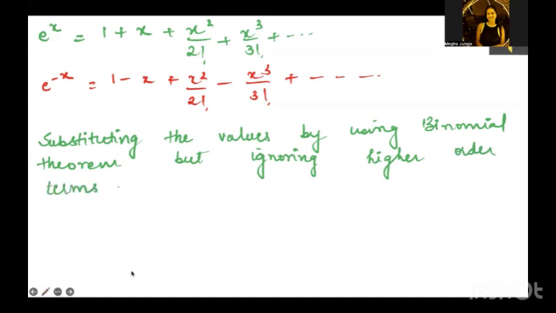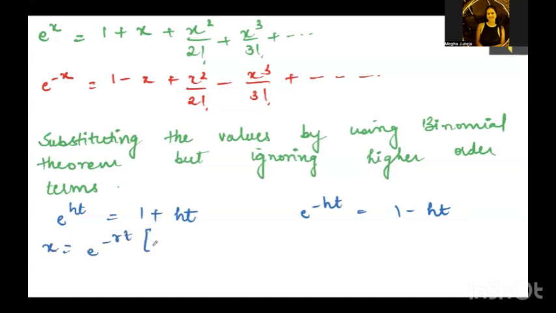So from here what we can say, we had e raised to the power ht, so that means e raised to the power ht will be equivalent to 1 plus ht. Similarly, because we are ignoring the higher order terms, e raised to the power minus of ht will be equivalent to 1 minus of ht. OK, so let's substitute in the equation. So x will be equivalent to e raised to the power minus of rt, a times 1 plus ht, plus b times 1 minus of ht. OK, this is the equation we have.